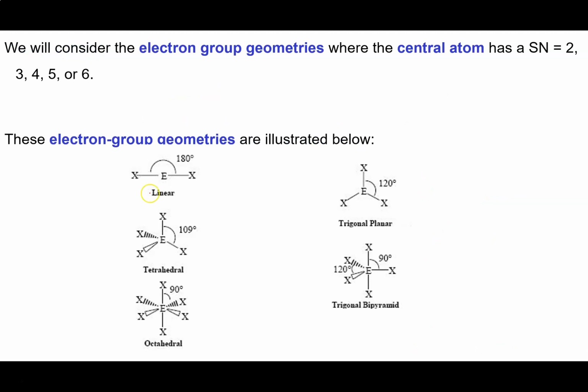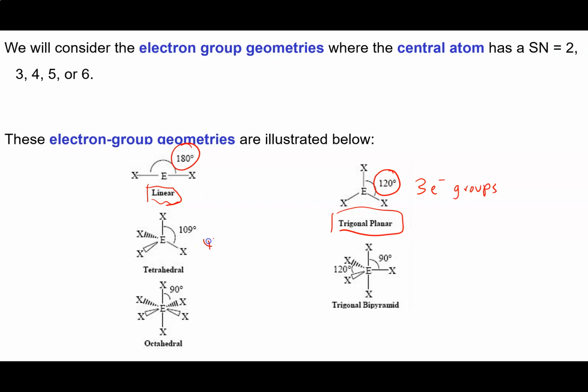So when we have 2 electron groups, the best way of organizing those 2 electron groups to keep the maximum distance between each other is in what we call a linear fashion with 180 degrees between the 2 groups. When we have 3 electron groups, the best way of organizing them so that they can keep out of each other's way is in an arrangement called the trigonal planar arrangement. This is flat, and the 3 electron groups are pointed towards the corners of an equilateral triangle with a bond angle of 120 degrees between them.